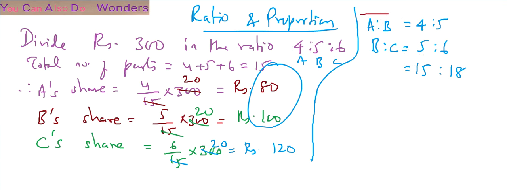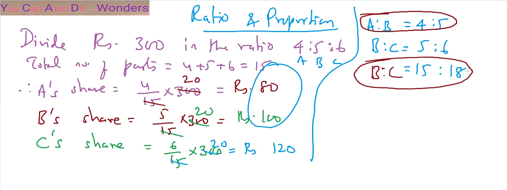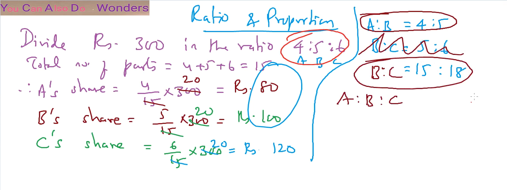Let's suppose the A to B ratio is given, and the B to C ratio is given. So how to find A is to B is to C? See, because we know the answer, isn't it? A is to B is to C is 4 is to 5 is to 6. But how to get that? We know A is to B is 4 is to 5, B is to C is 15 is to 18.